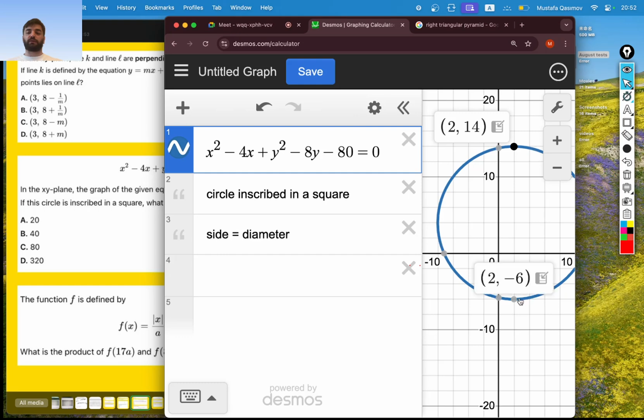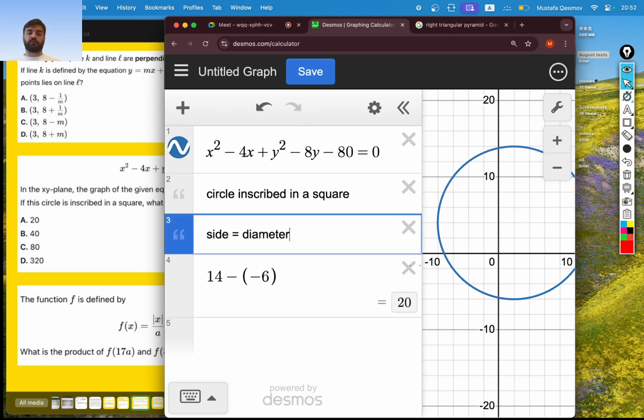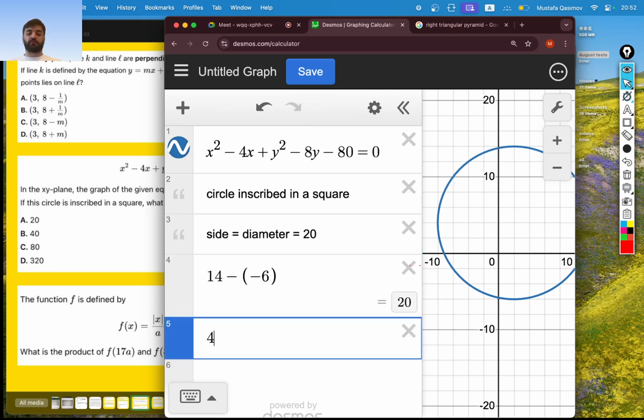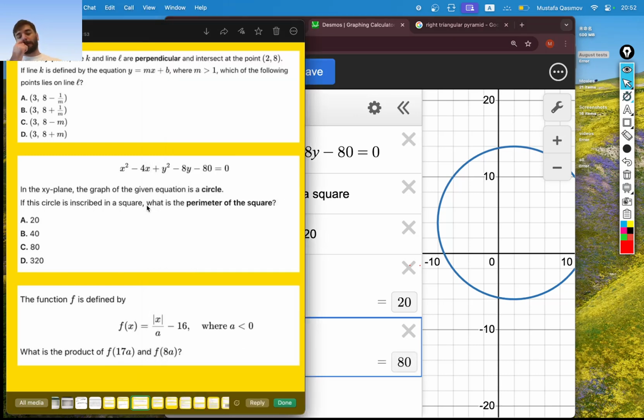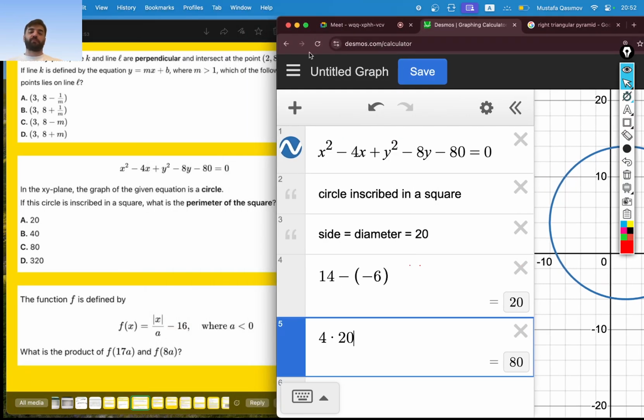So we can find the diameter from here. 14 minus 16. Then it is equal to 20. So it means that the side is also equal to 20. And we know that for a square, the perimeter is equal to 4 multiplied by 20, which is equal to 80. Any question? No. Okay.